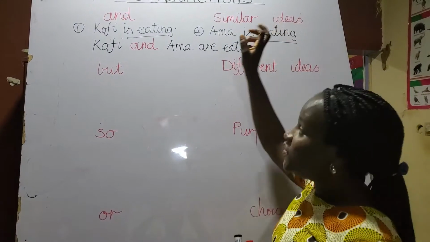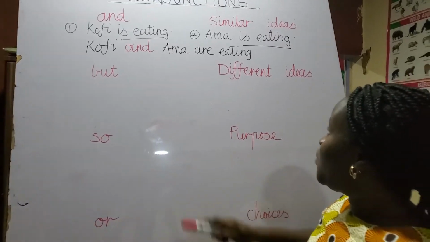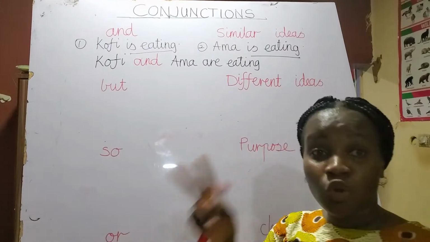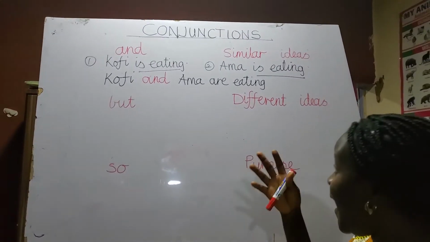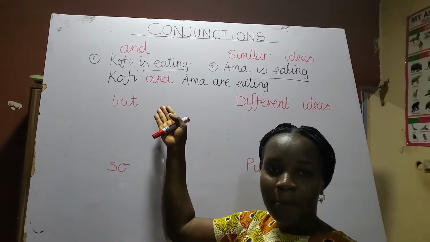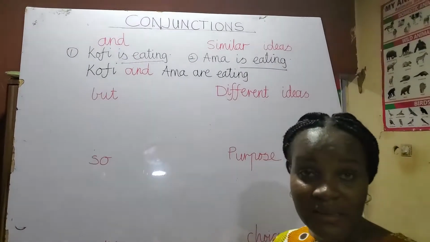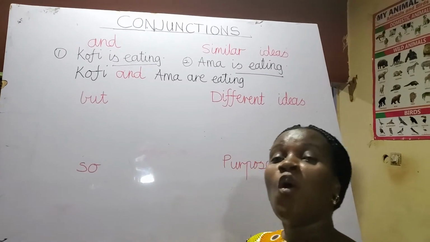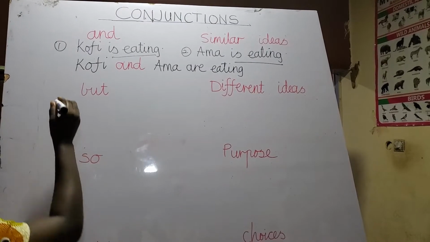So we have joined these 2 sentences together using the conjunction and. And you realize that we have the verb are here. We didn't say is because now we are talking about 2 people, Kofi and Ama. So we'll say are, not is. Now let's go to our second conjunction, but. But is used when we want to join sentences that have different ideas, or contrast ideas, or opposite ideas. Let's look at an example.